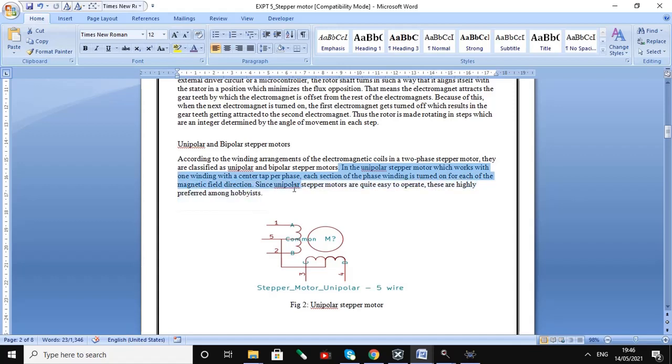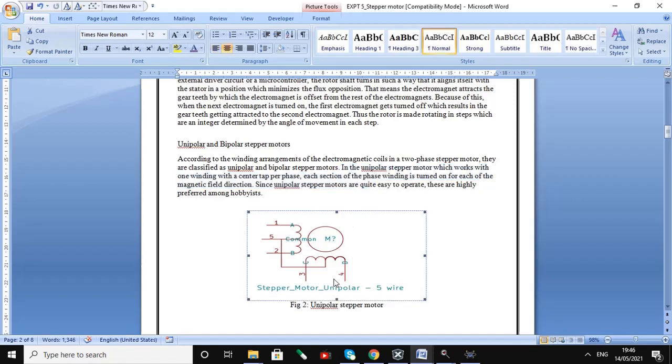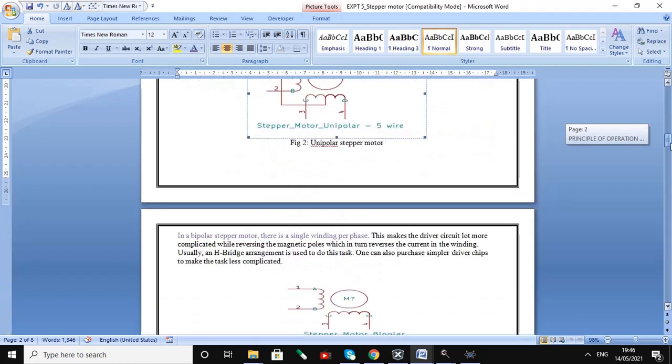Unipolar stepper motors are easier to operate. This is a diagram of a unipolar stepper motor. These, 1 and 2, are the first winding, 3 and 4 are the second winding, and the middle one, 5, is the common winding. So this is the unipolar stepper motor.